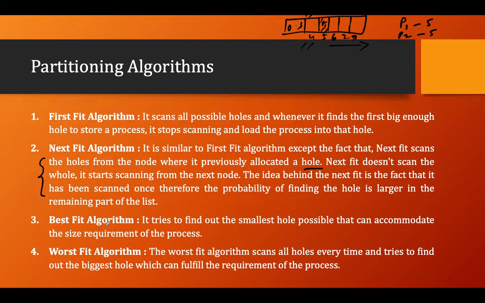Now the next one is the best fit algorithm. What it will do is, it will try to find the smallest hole possible that can accommodate the size required by the system. Now let's assume this is the scenario, and the accommodation that is required is, let's say, 3 MB. Okay, and I'm using the best fit algorithm. This is the scenario. My next process is P2. I need to accommodate P2 with 3 MB.